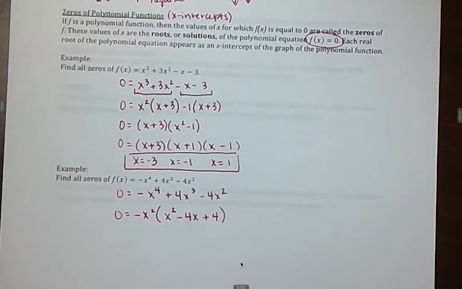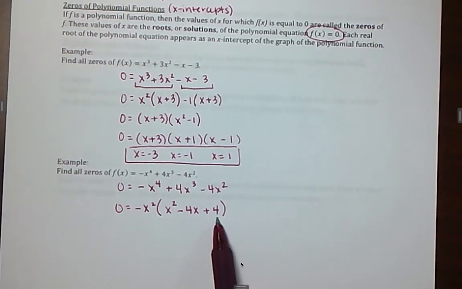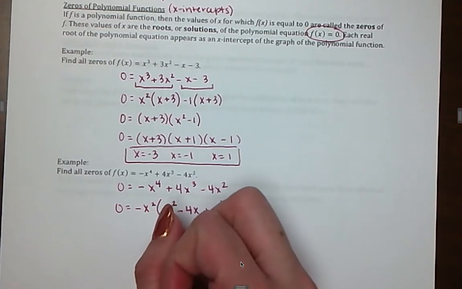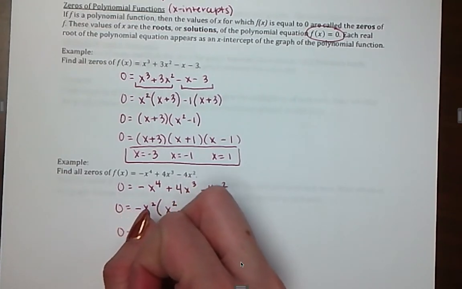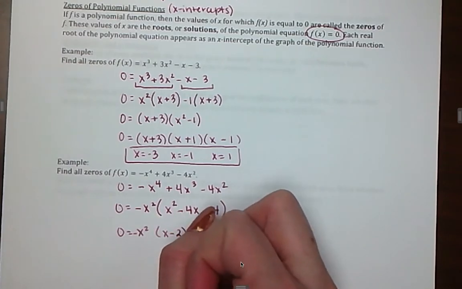Okay, when we have 3 terms, we just factor AC. Here A is 1. So we just really need to look at our last value of 4. So what multiplies to be 4 and adds to be negative 4? Negative 2, negative 2. What's another way we could write that? x minus 2 squared.